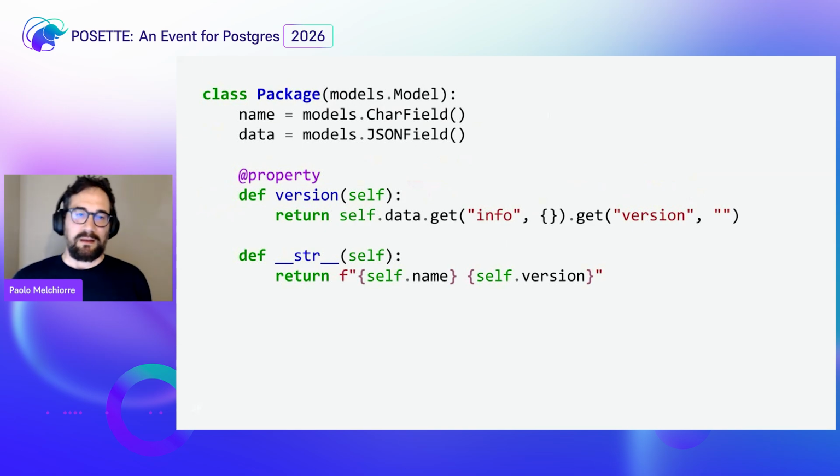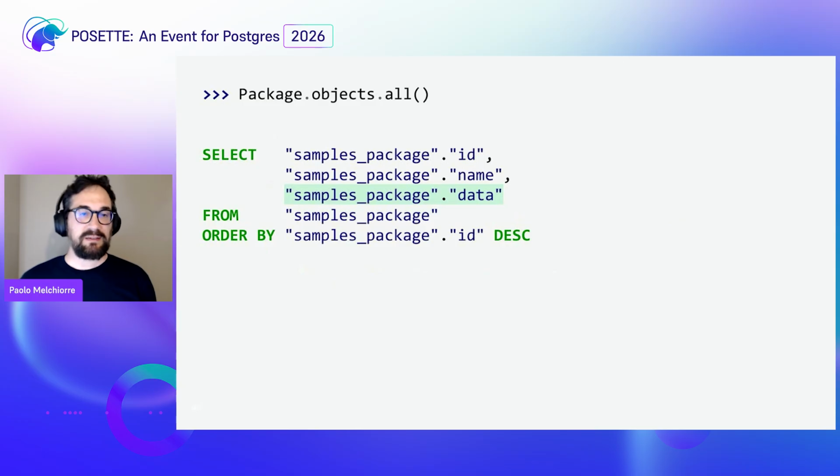Actually, we can implement it in a different way. For example, we can have only a package with the JSON field and a char field for the name, and use a Python property to extract the version from the JSON field, and it works quite well. But if we have this type of implementation, when we retrieve all the packages from our database table, we see that we retrieve all the data. It means we retrieve a lot of JSON information. It's not required because we only want the version.